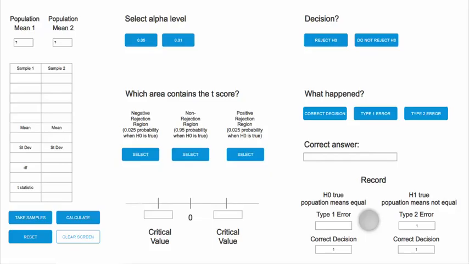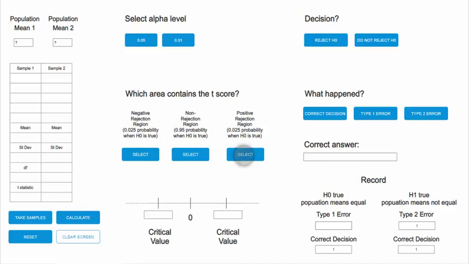So let me just give you one more quick summary of what's happening here. First you click Take Samples, you get your data, then you click calculate, you get your statistics and your t-score. You always click 0.05 for alpha. Then you take your t-score and you check which of the 3 areas it's in, and you select that one by clicking on one of these 3 buttons.